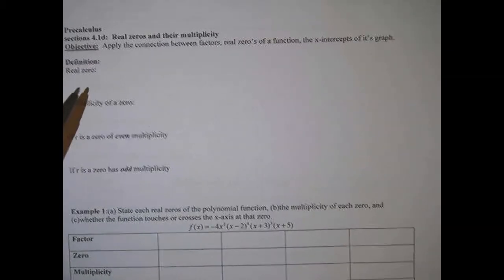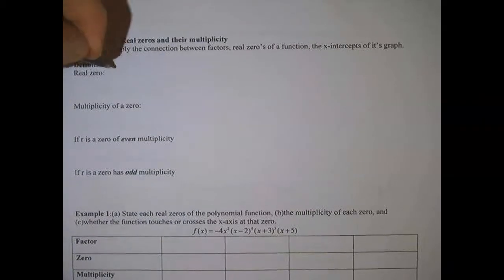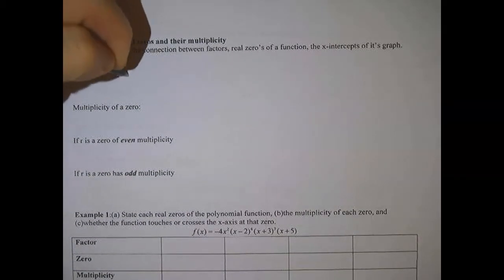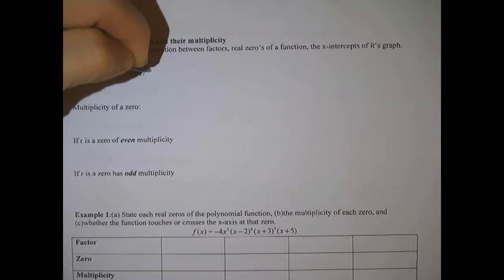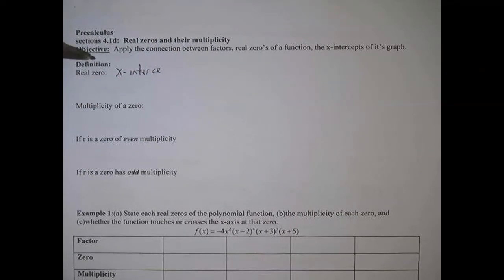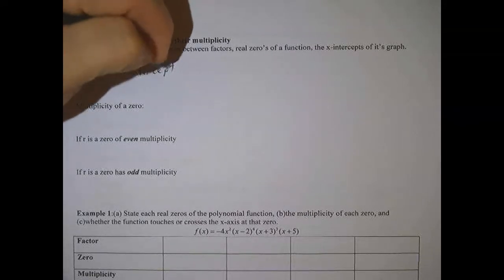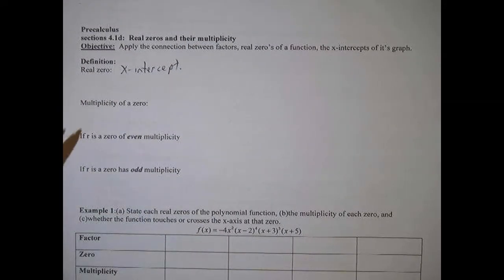So first of all, like I just said, a real zero is an x-intercept. If it's a real number, it's a real zero. If it's an imaginary number, it can also be a zero, but it's not a real zero. X-intercept, okay. And a real zero is a number that makes one of the factors zero. And if one of the factors is zero, then that means that the value of the entire function is zero. So I'm just going to write that down.